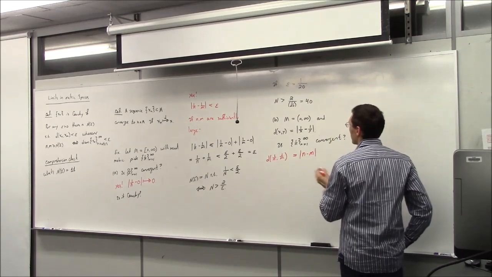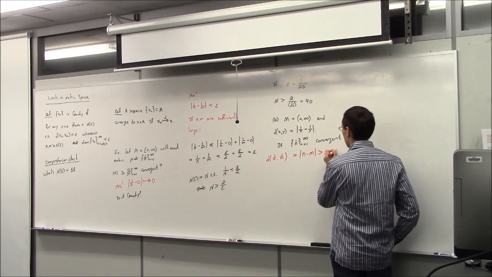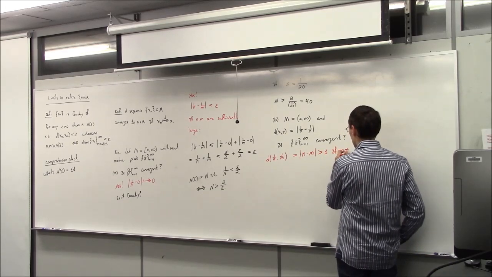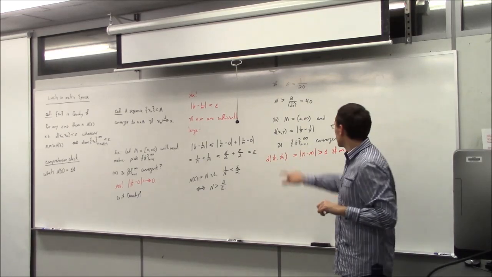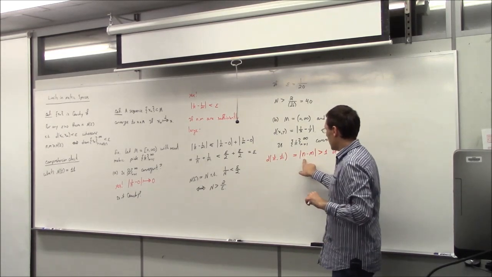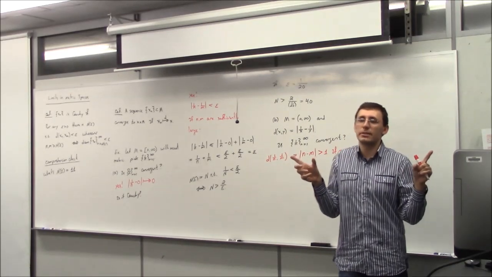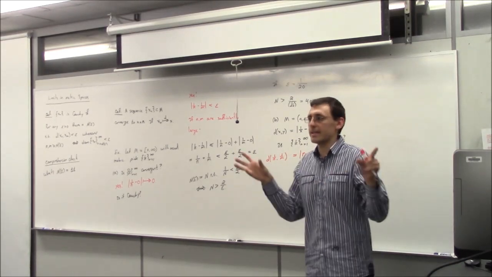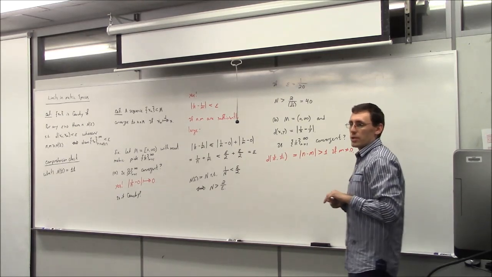N minus m, and in general this is bigger than 1 if m is not equal to n. So what it means is that this is the distance. If I look anywhere, the distance between any two of them is pretty big; it doesn't shrink. So the sequence is not convergent and not Cauchy.